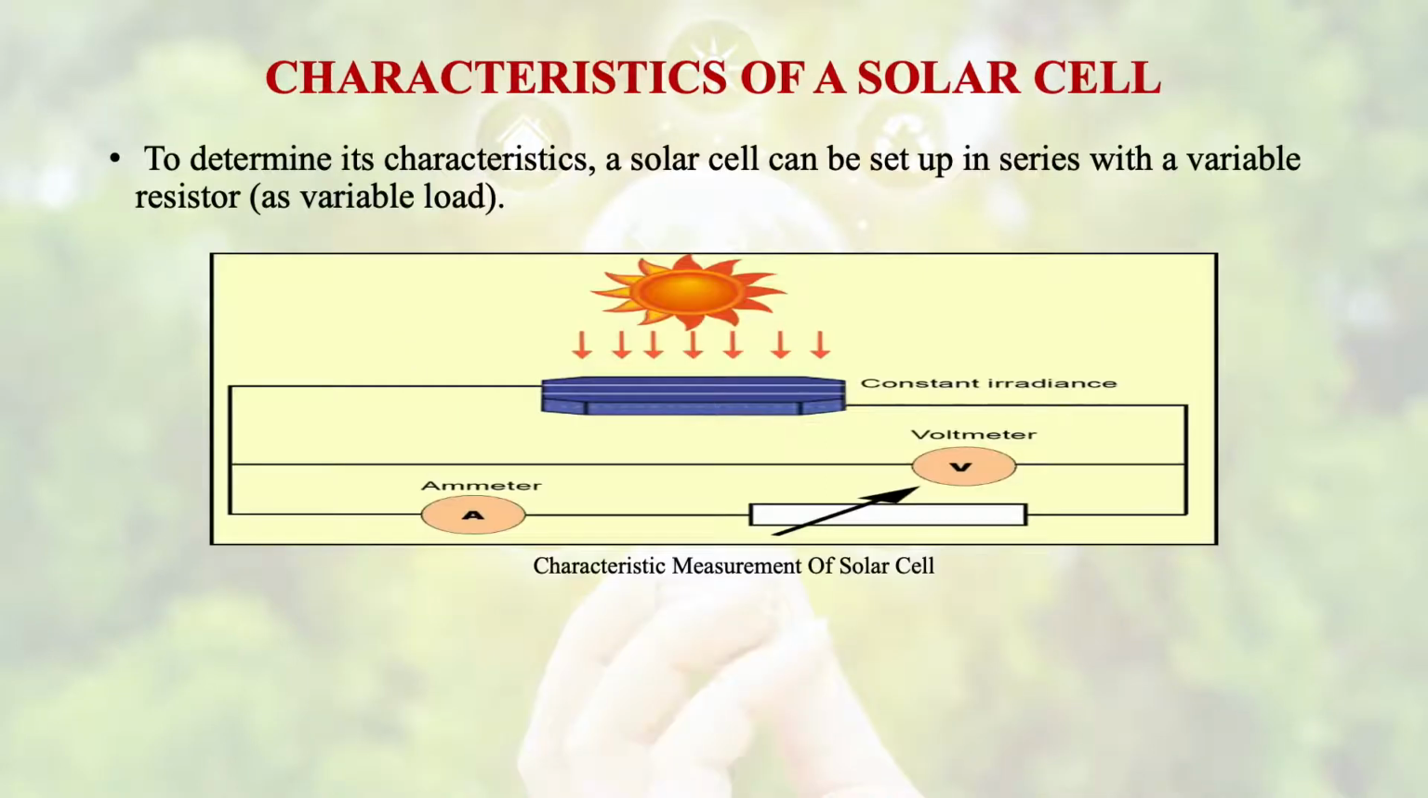When you change the variable resistance, as shown in the figure, with the voltmeter and the ammeter connected, you can measure the variation in the current and voltage, and you can draw the characteristics. So you will see what kind of IV characteristics you get from a solar cell.